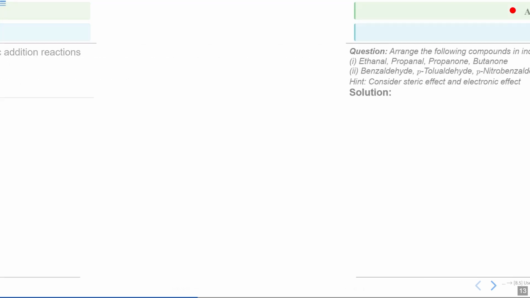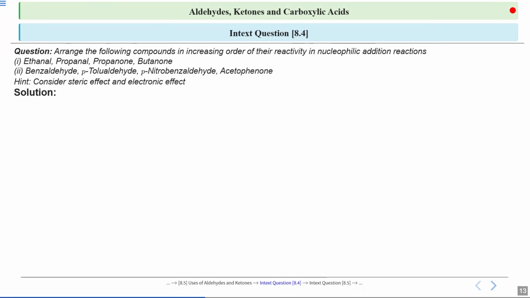Okay, let's move on to see the solution now. So first of all, we will talk about the factors that will affect the reactivity. We have to arrange it in the order of the nucleophilic addition reactions. So first we will see what are the factors which affect this reactivity. When we are able to sort these factors out, then we will be able to reach the solution.